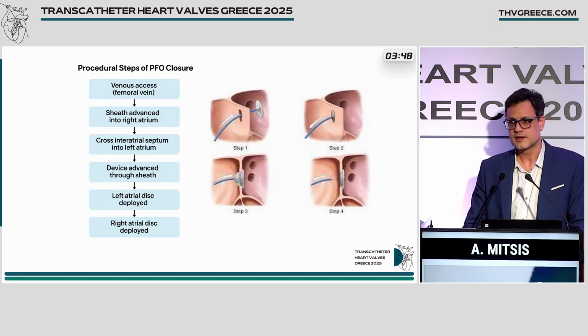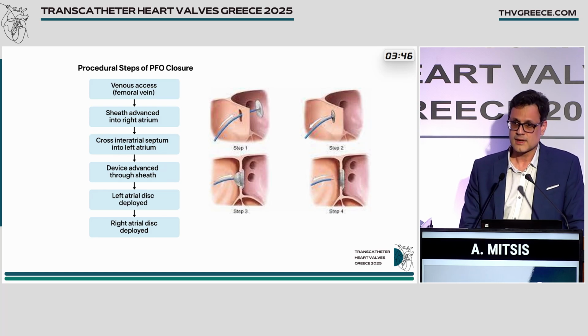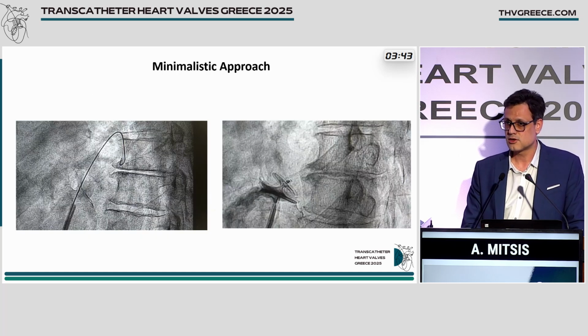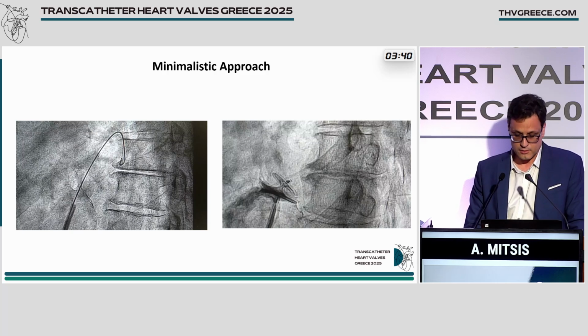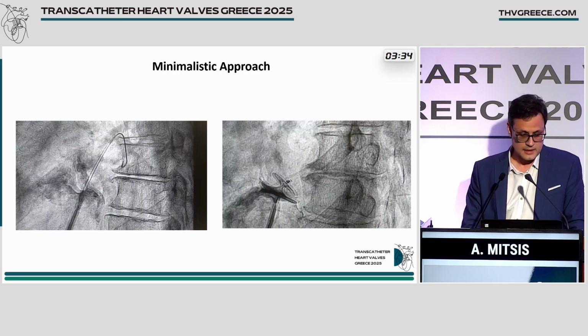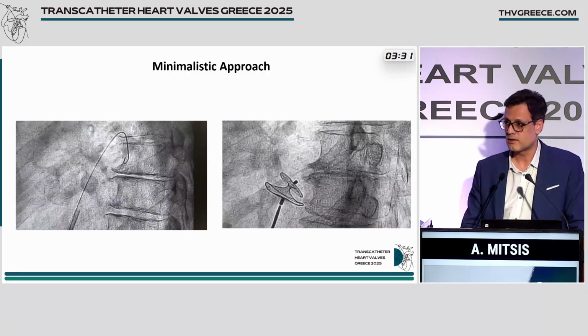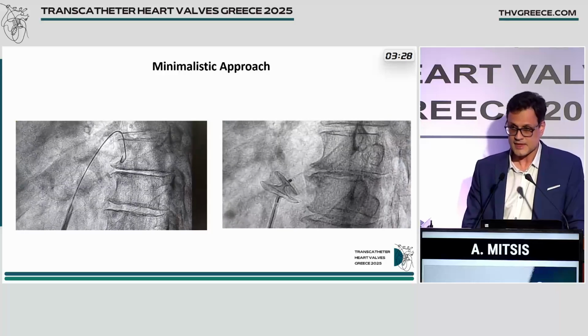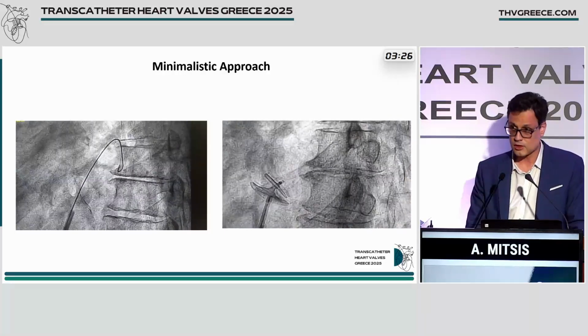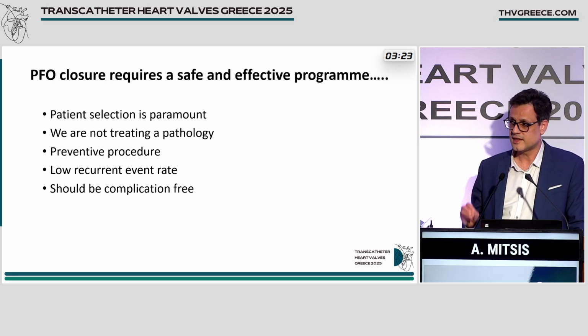The procedure itself is not very challenging, let's be honest. It's quite easy to cross the PFO with a 0.35 wire and put a multipurpose catheter and, over a stiffer wire, close the PFO. This can be done in a completely minimalistic way without any guidance in less than 15 minutes. But is this what we want from this group of patients? Probably not. Again, these are relatively young patients, 35, 40 years old, and our responsibility is to offer a program with, if possible, zero complication risk and low recurrent event rate.